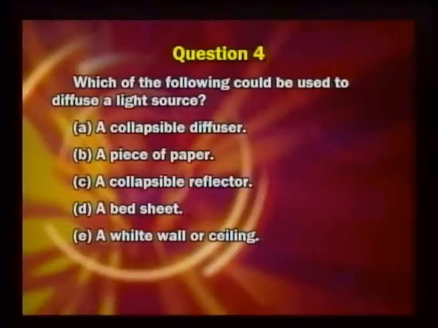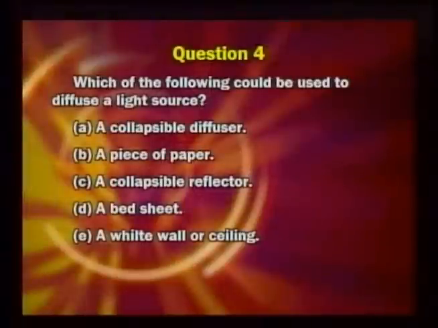If the lights are hot enough, I say everything. Maybe not A, maybe not C, reflectors. Well, in the traditional sense, a collapsible diffuser, obviously. If the light's bright enough, a bed sheet, and the sheet's thin enough. Diffusers, the light goes through. So yes, A, B, and D. Okay.